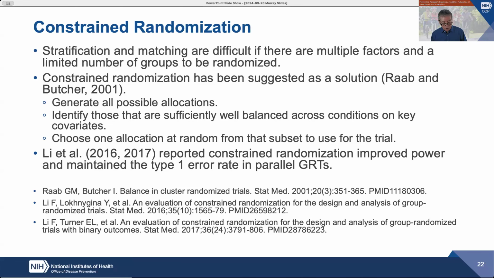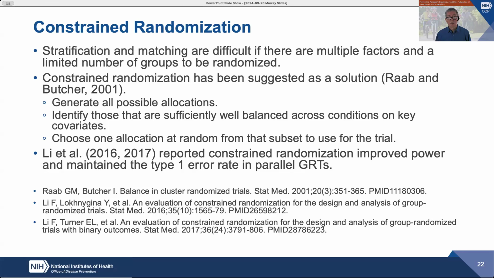Another strategy that you can use is constrained randomization. Stratification and matching are difficult to use if you've got a bunch of things that you want to control for in the randomization process, and constrained randomization is a good solution for that. You look at all possible allocations of groups to arms based on the scoring that you get on the variables that are included in the constrained randomization. You identify the allocations that provide good balance, and then you choose one of those allocations at random from that subset, and that's the allocation scheme that you use for the trial.